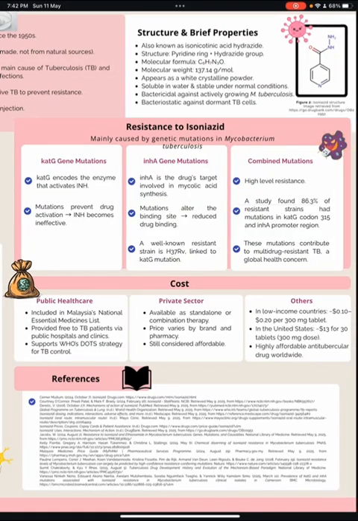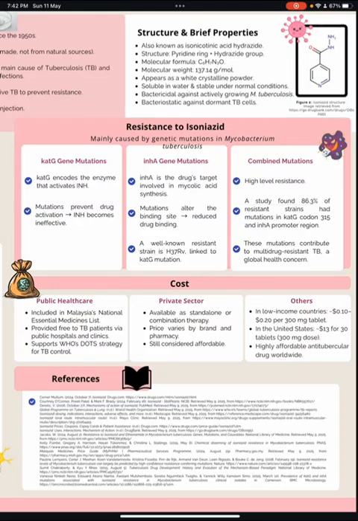Finally, let's talk about cost. One of isoniazid's biggest advantages is its affordability. In many countries like Malaysia, it is included in the National Essential Medicines list and provided free of charge to TB patients through public healthcare facilities. This supports the WHO's DOT strategy, which aims to control TB worldwide.